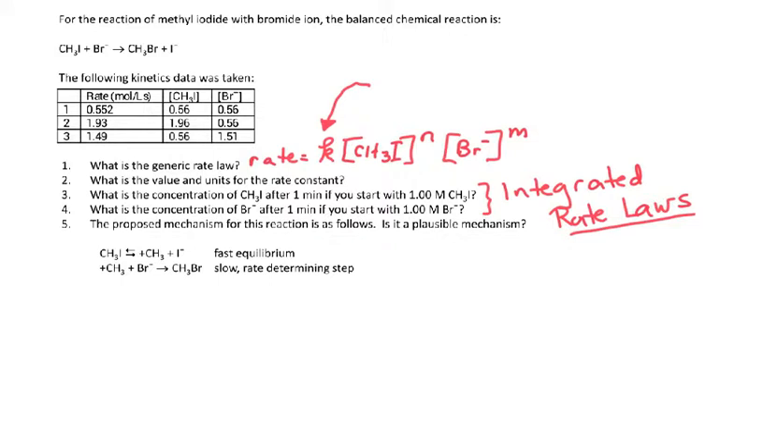And then finally, the proposed mechanism. Is it plausible? And this is a tough one. When you have the fast first equilibrium step, the kinetics to figure out if it's a plausible mechanism are tough. So let's get started and go right into figuring out the generic rate law.